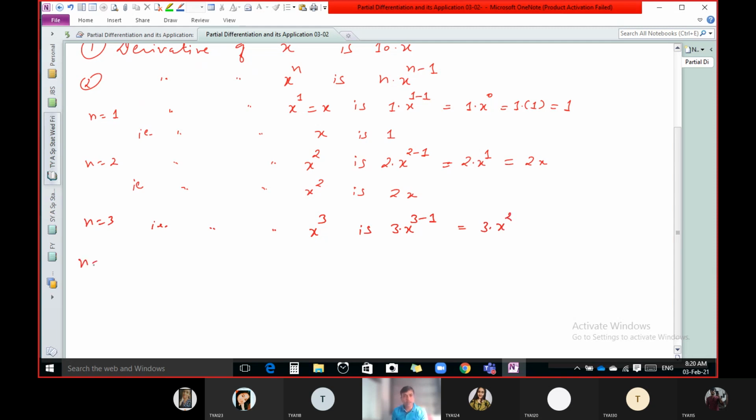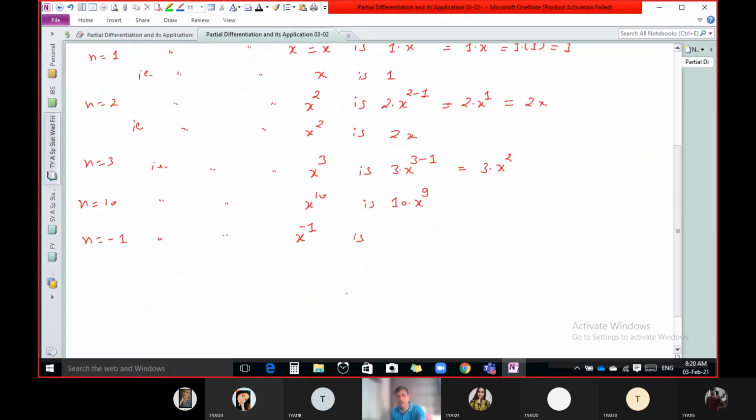So if we put n equal to 10, we can say that derivative of x raised to 10 is 10 into x raised to 10 minus 1, which is 9. Now put n equal to minus 1. So derivative of x raised to minus 1. Now tell me the answer for this question. What is derivative of x raised to minus 1?